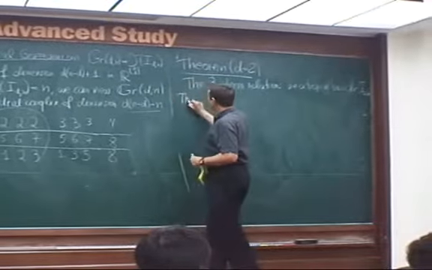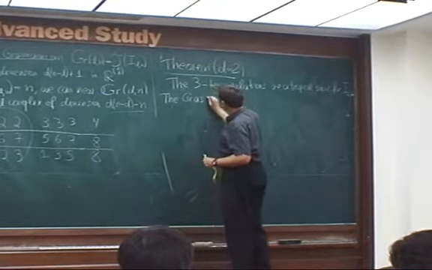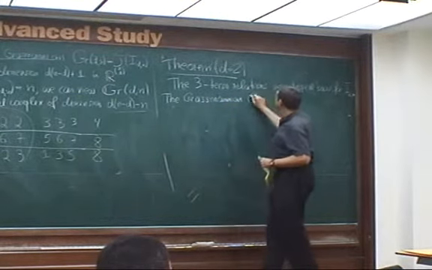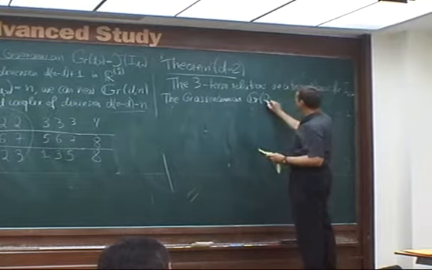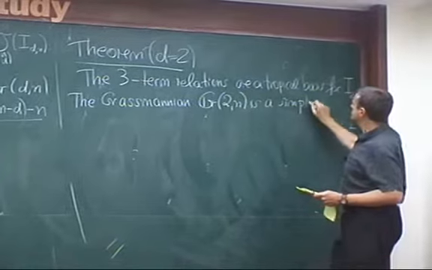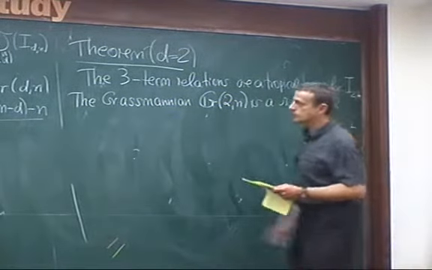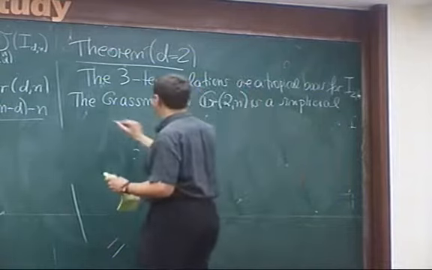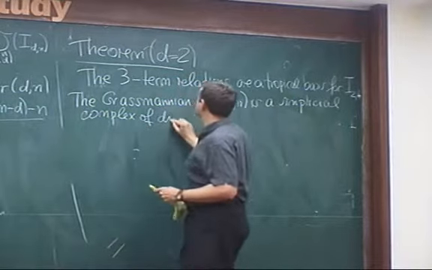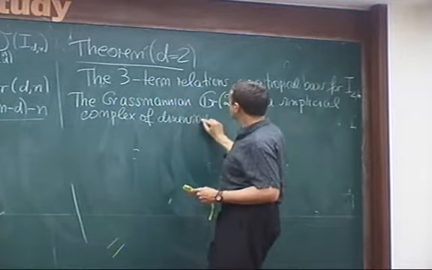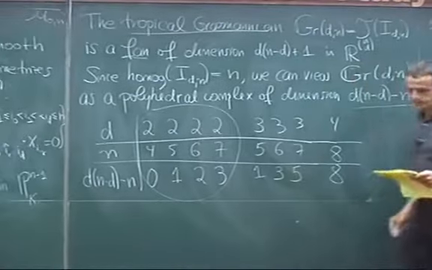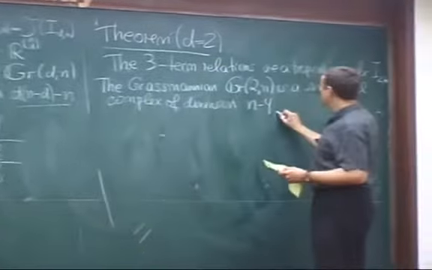Now as a simplicial complex, the Grassmannian G2n is a simplicial complex. So as a fan, it's a simplicial fan. As a polyhedral complex here, it's a simplicial complex of dimension n minus 4. Okay, so this number here is n minus 4. So it's a simplicial complex of dimension n minus 4.